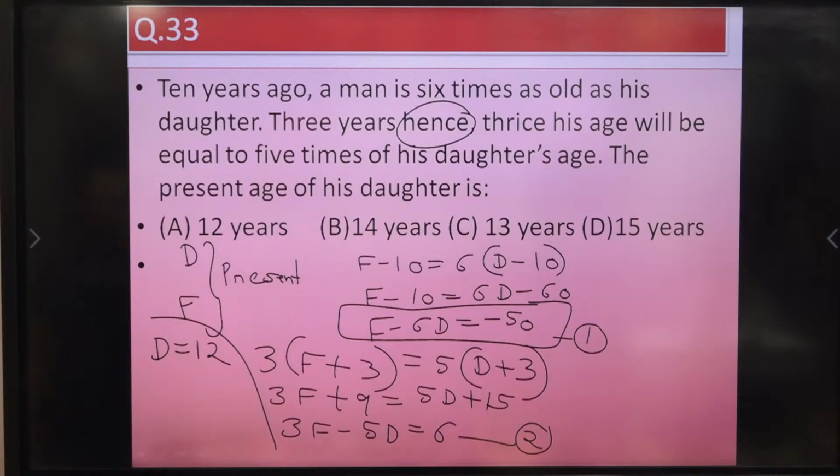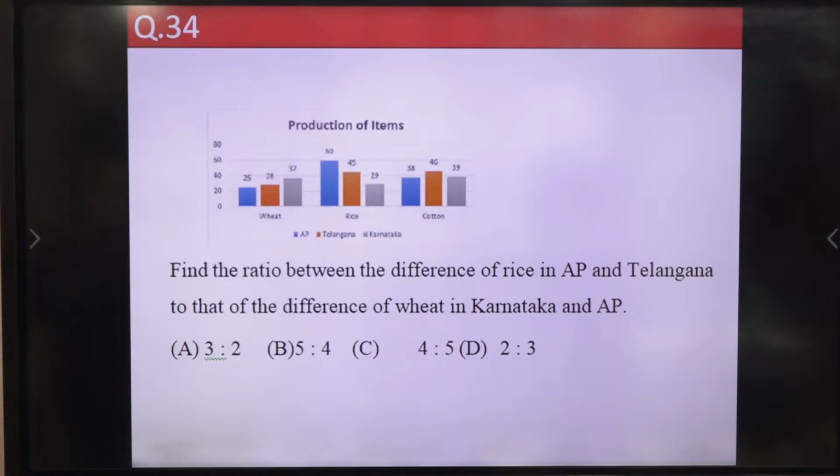So now come to next concept. So this is a question based on a bar chart, we can say. Okay, so we may get question from bar chart or simple table. Just by reading the question, we can get the idea.